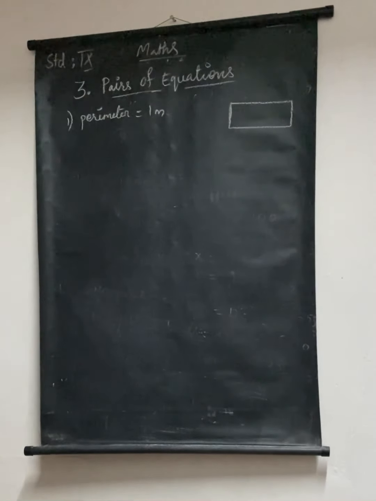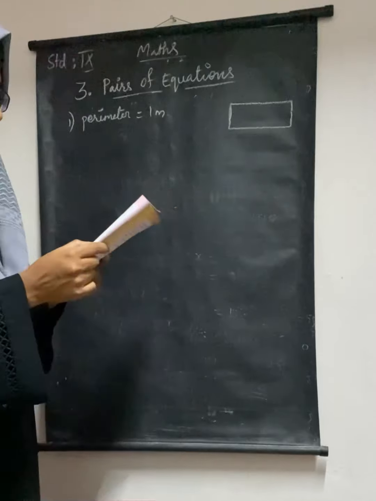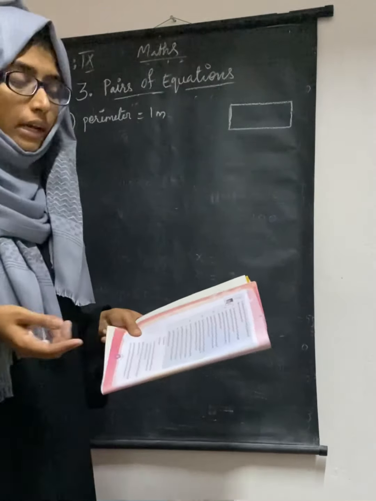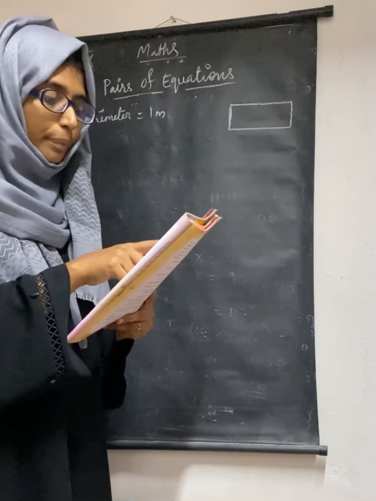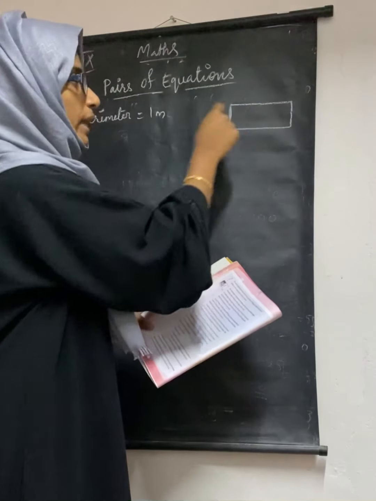Okay, next we'll do one problem, page number 36, question number 1. You have to do this as an equation, or you can do it as mental calculation. Now the first question: in a rectangle of perimeter 1 meter, you can see one rectangle here. Its perimeter is 1 meter.